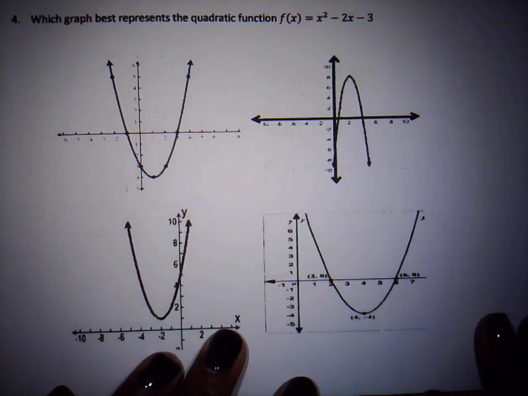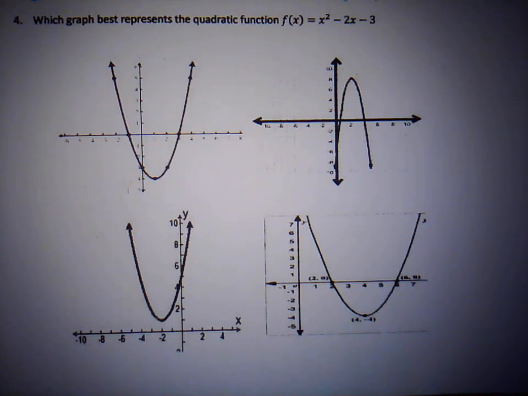All right, in number 4, guys, it says, which graph best represents the quadratic function x squared minus 2x minus 3? X squared minus 2x minus 3. Young people, there's only one that I can eliminate. Which one do you think it is? The one that's positive. Why is it the one that's pointed down?